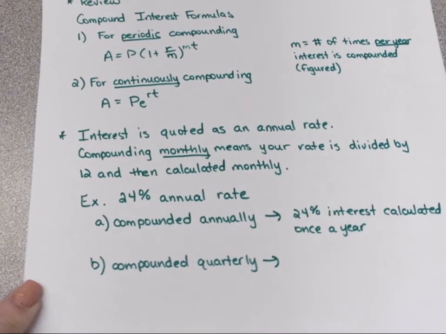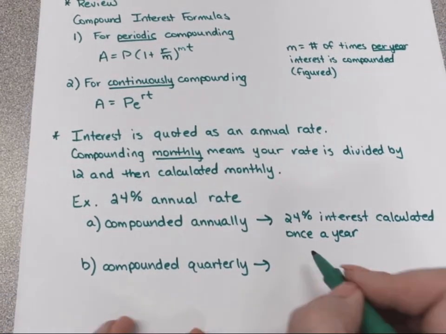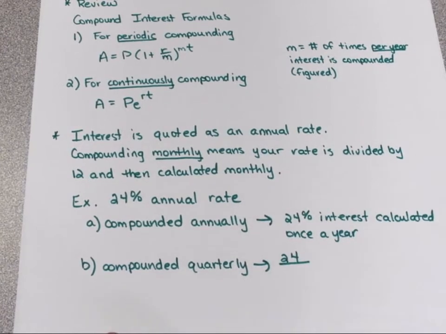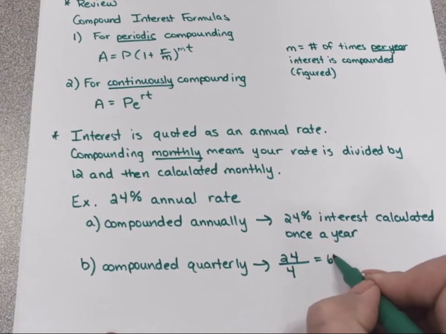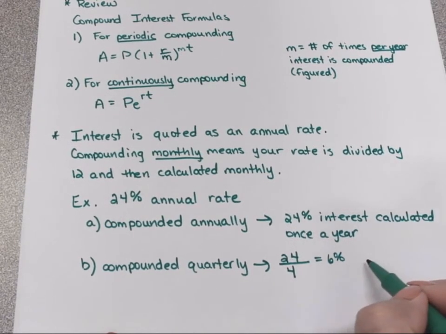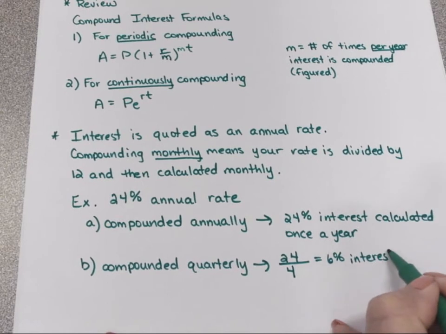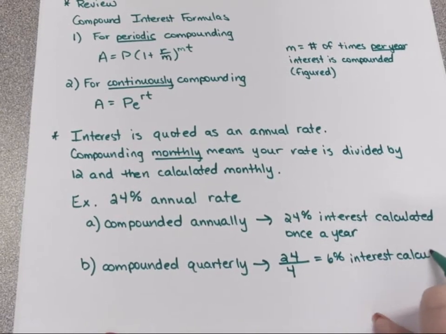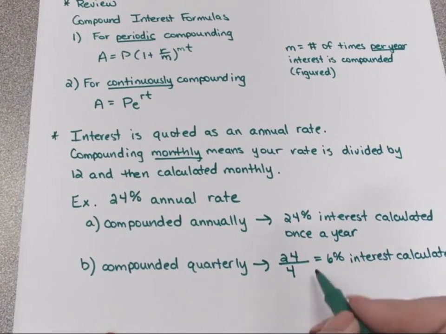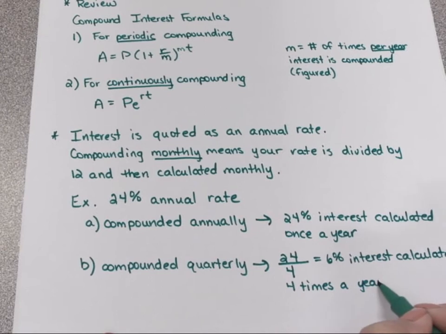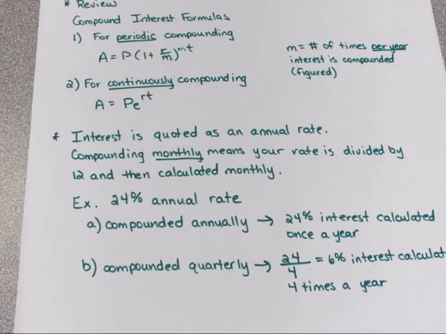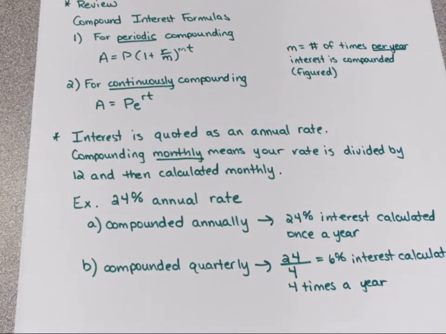How many times a year is quarterly? 4. So what they do is they take your 24% interest rate and divide it by 4. And of course that gives you how much percent? 6, right? So 6% interest is calculated 4 times a year. Can you see how the general consumer would think that was the same? Doesn't that seem like it would be the same? It's 4 times 6, which is 24, right? Why isn't it the same, though?